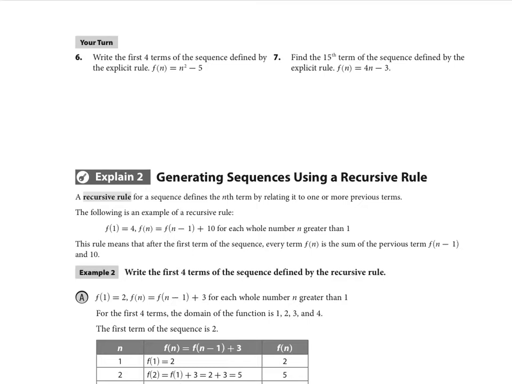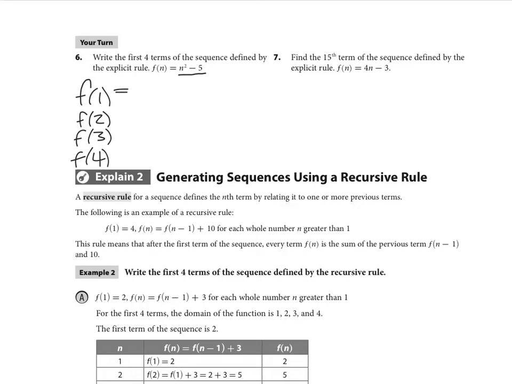First two problems. Says write the first four terms of the sequence defined by the explicit rule. So all that means is we have this equation, and what we want to do is find the first four terms. So we're looking for f of 1, f of 2, f of 3, and f of 4. Now I'm going to show you one way to do it, and I'm going to talk you through another way using the calculator. So the first way we do it is basically taking 1 and plugging it into the equation.